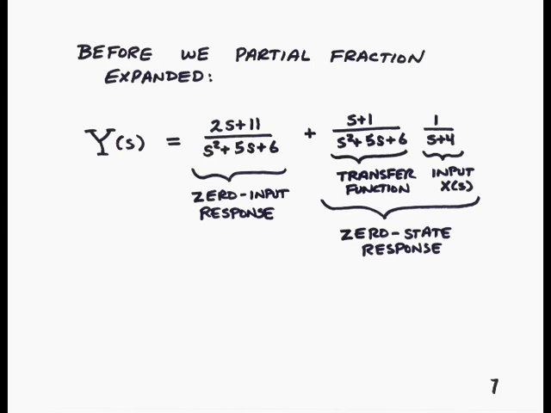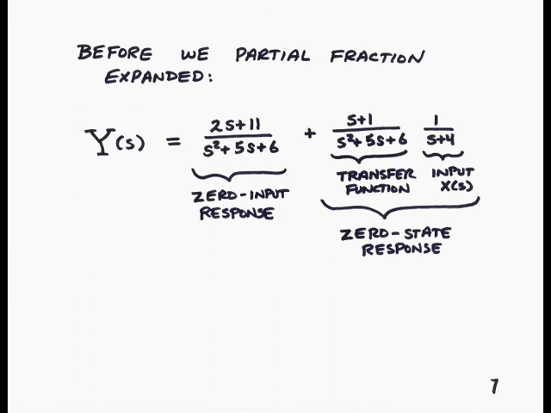In a moment, we'll switch to discussing the general case of the zero input response and the relationships between differential equations and transfer functions. But before we do that, I want to point out one thing again with regard to this particular example. We found before we partial fraction expanded that y of s was the sum of two terms. And I stated that the first of these was the zero input response, 2s plus 11 over s squared plus 5s plus 6, and this was due to the initial conditions.